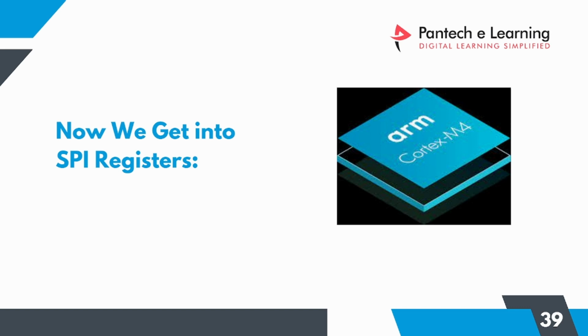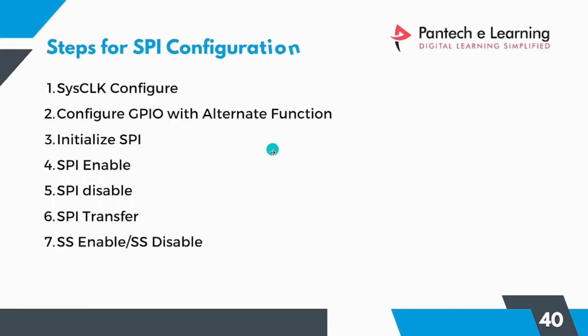So in the previous session, we saw how SPI communication works and how the transmission works, and we showed what the registers are in SPI communication. In today's session, we are going to develop the code for SPI communication. Before that, we have to see what steps we have to do. So we will get into it.